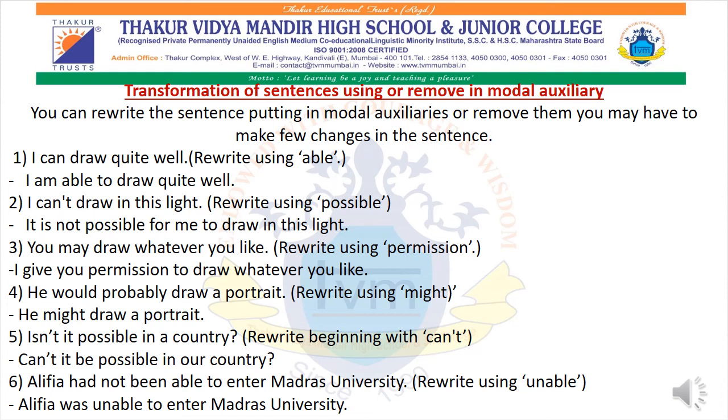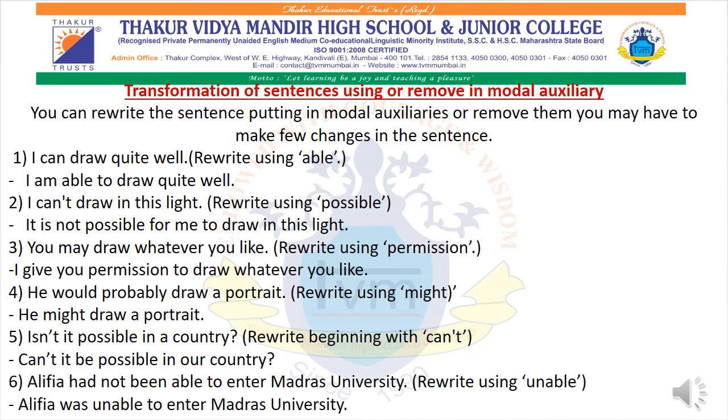Then in the second sentence, I can't draw in this light. So you have to rewrite using possible. You have to cut down the modal auxiliary word can't, and in that place you have to write the word possible. Now see, that particular sentence is a negative sentence, and therefore you have to make it negative only. If you write I not possible, it doesn't make sense. So you have to try: It is not possible for me to draw in this light. So we have to make certain changes to write a correct sentence.